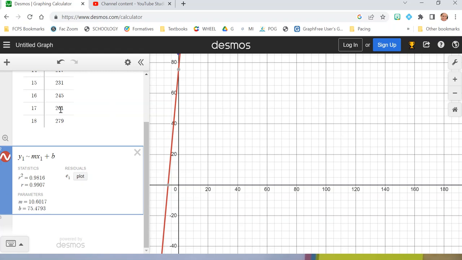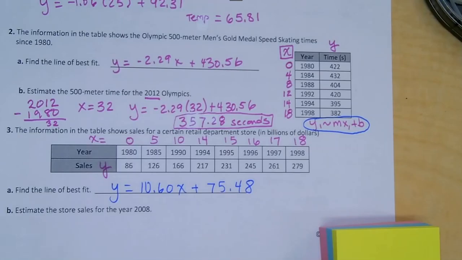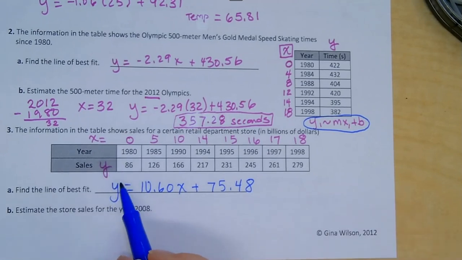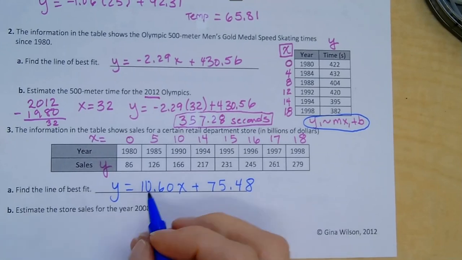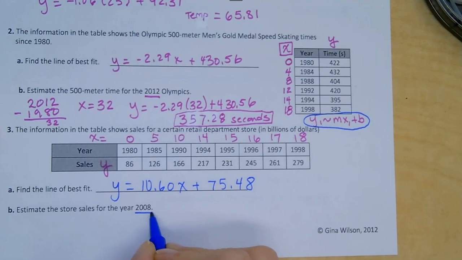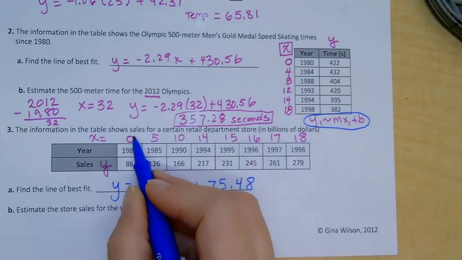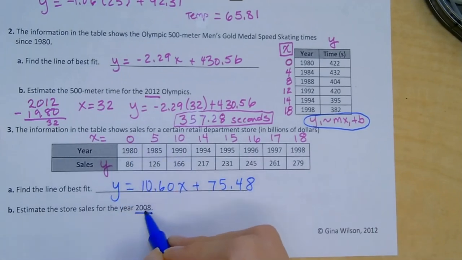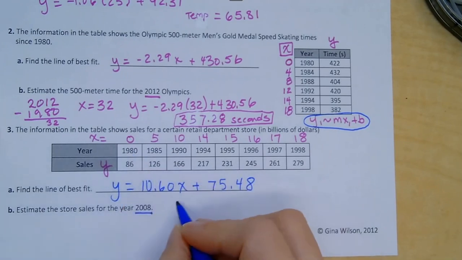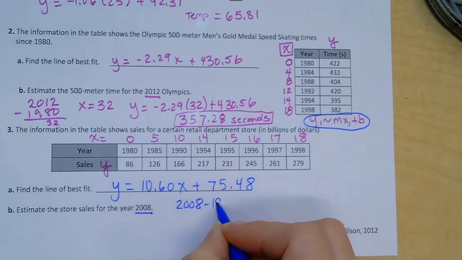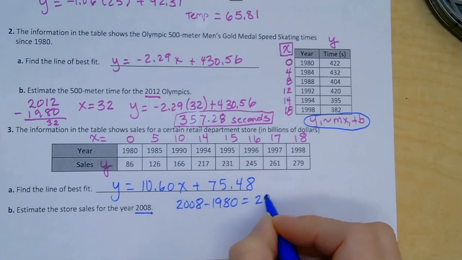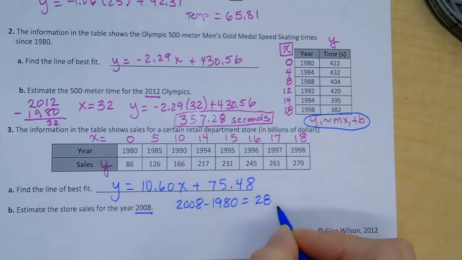So let's flip back to our other page. I've written down, using the slope and the y-intercept that we just calculated on Desmos, that y equals 10.60x plus 75.48. If I need to estimate the store sales for the year 2008, I have to figure out what my X value is. Anytime I want the X value, I'm going to take whatever year I'm looking at and subtract 1980. So 2008 minus 1980 equals 28. So I'm at year 28.